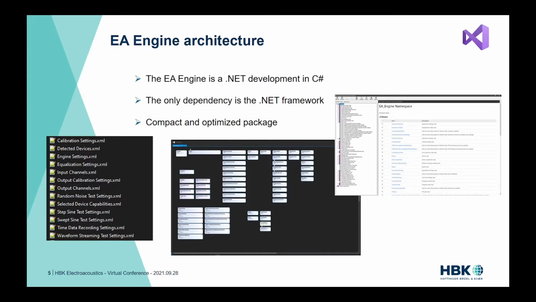The E-Engine is a .NET development in C#. No need to install any runtime. The .NET framework, installed by default with Windows, provides all the necessary dependencies. So the package is light and optimized. I think it's around 30 megabytes for the installation. It is based on a signal processing library that works in the same way as all the other HBK sound and vibration portfolio applications run.